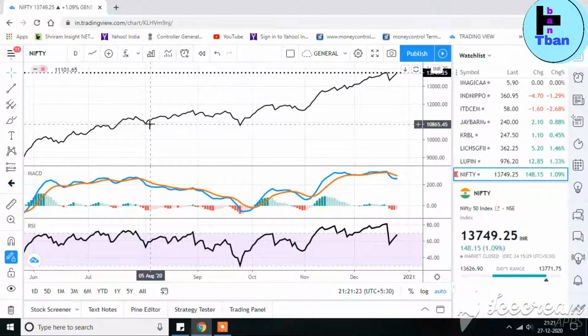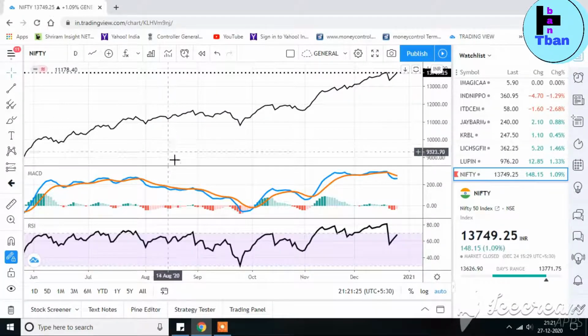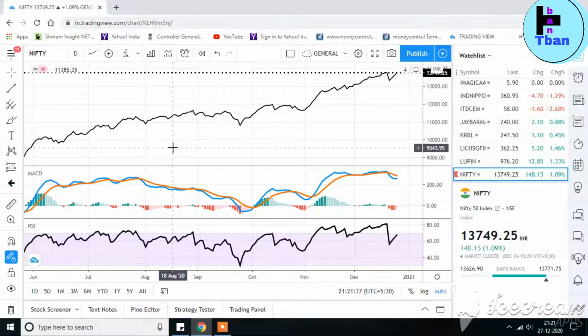Particularly when you use this strategy, this is just my advice. Please apply it on the daily time frame or weekly or monthly. And you may also use the hourly time frame.